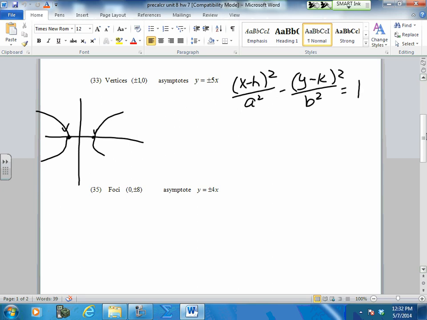Okay? Therefore, what's the center? (0, 0). Again, we got lucky on this. Center (0, 0). Okay? What's A? 1. Good. Now, let's start. We know y squared over 1 minus x squared over b squared equals 1. Okay, so now, we weren't given any foci or any b's, but we were given our asymptote.